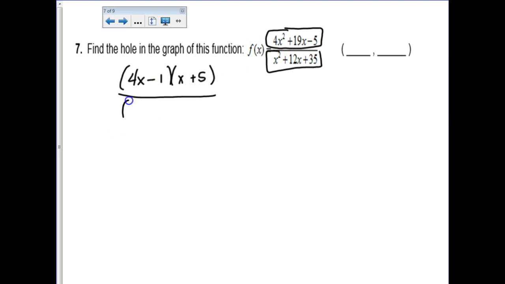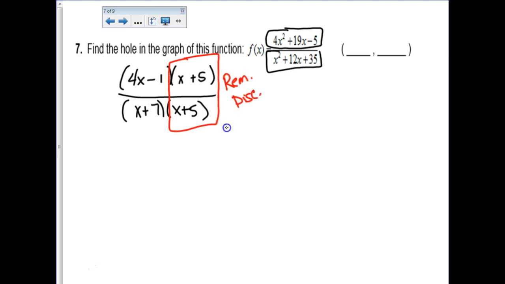Alright, in the denominator, we have an x plus 7 and an x plus 5. And then, yeah, I can see that there is going to be a hole right here. This is a removable discontinuity. Remember that fancy phrase? Which we refer to as a hole. So the factor, if you were to solve the factor and get the solution to it, that is the x value of the hole. So there's a hole at x equals negative 5.